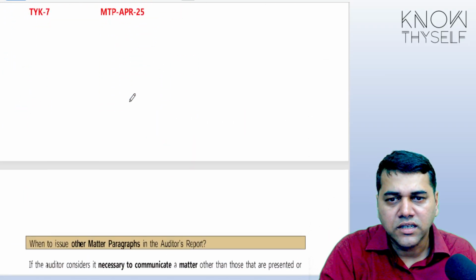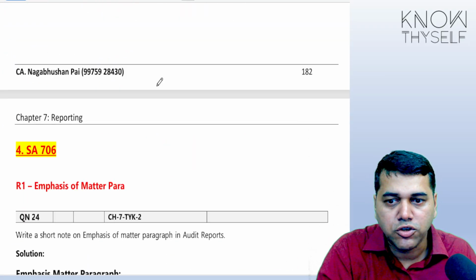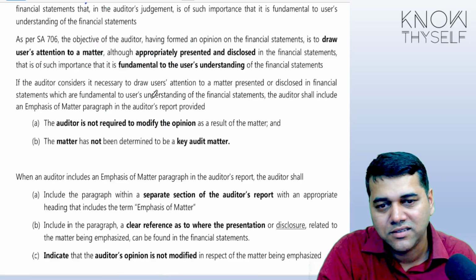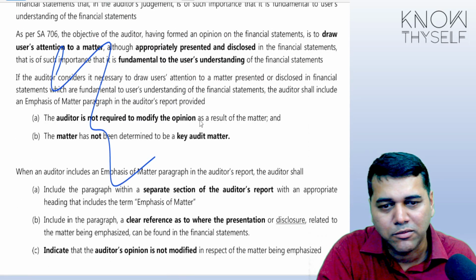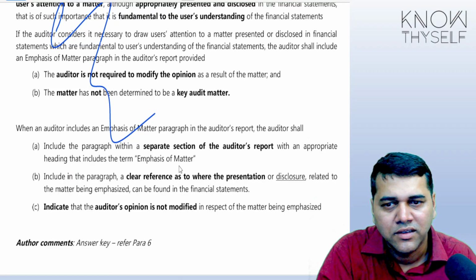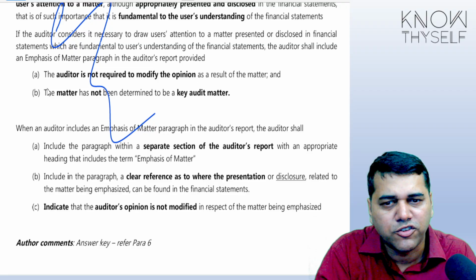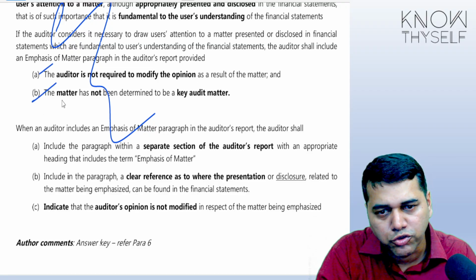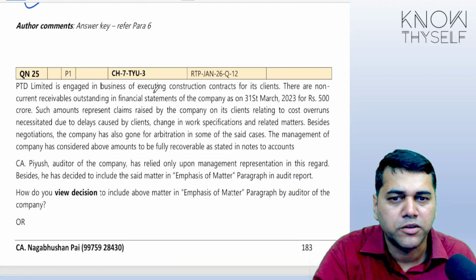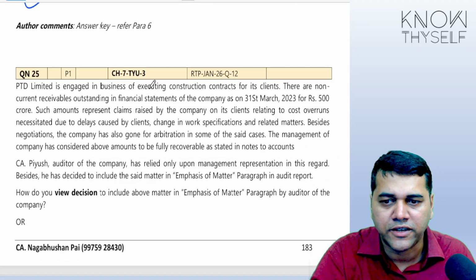Yes, so I think we can see some Q&A. Test your knowledge: write a short note on emphasis of matter. You write all the story here. This type of question says refer para 6. So you will write what the emphasis of matter is, when you should issue it, when you should not issue it, and how you should present it. If you want, you can give examples also, because it says short notes, so you can write anything.